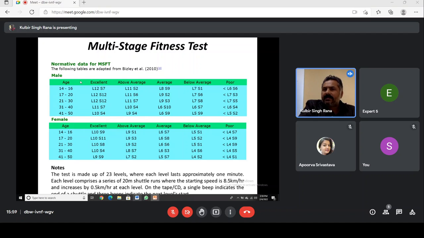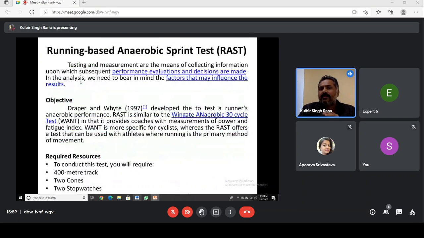Then this is the multi-stage fitness test. And the next test will be the running based anaerobic sprint test. That was for aerobic, and now if we have to measure the anaerobic fitness of an athlete, then we conduct the running based anaerobic sprint test, that is RAST, right? It was developed in 1997. The sports which use this are cyclists and track runners, 400 meter runners or 100 meter or 200 meter sprinters, who basically use this test, right?